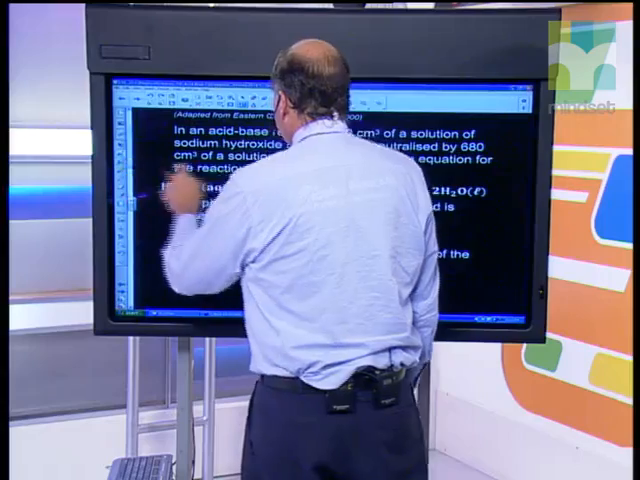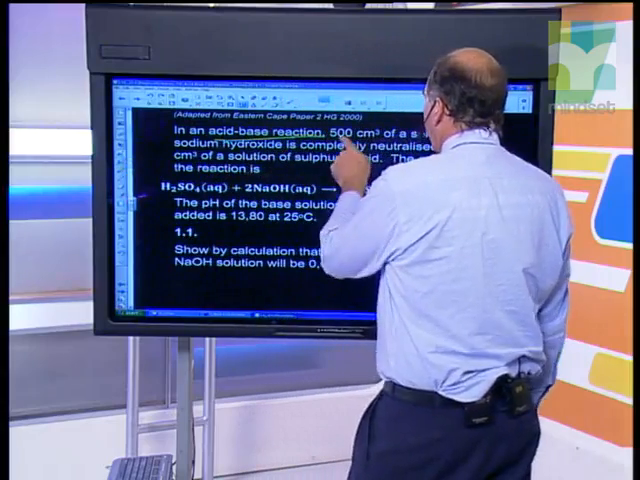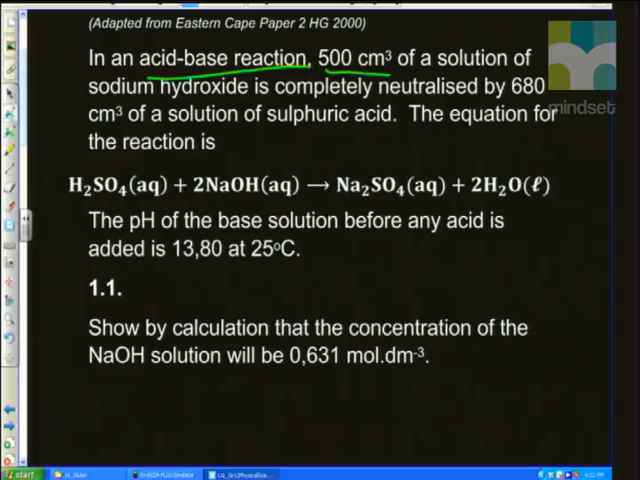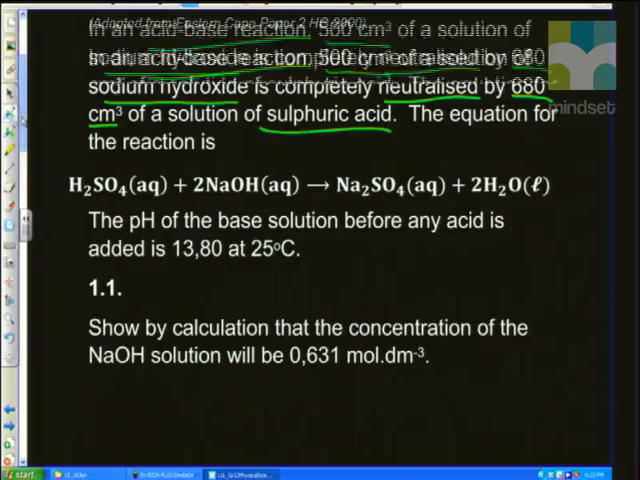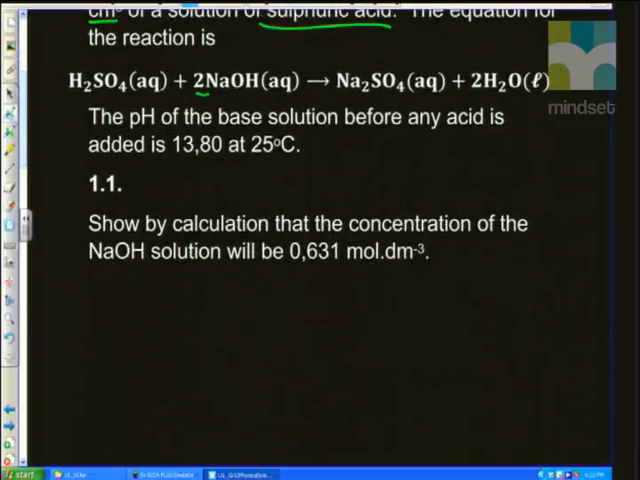Over to you. In an acid-base reaction, 500 centimeters cubed of a solution of sodium hydroxide is completely neutralized by 680 centimeters cubed of a solution of sulfuric acid. The equation for the reaction is given as H2SO4 plus 2 NaOH gives you Na2SO4 in aqueous solution plus 2 H2O. The pH of the base solution before any acid is added is 13,80 at 25 degrees Celsius.